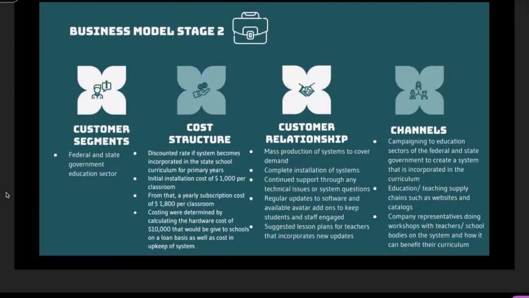So this is our business model stage 2. It will be rolled out in federal and state government-run schools. We are trying as well to push it out into the private sector school system.